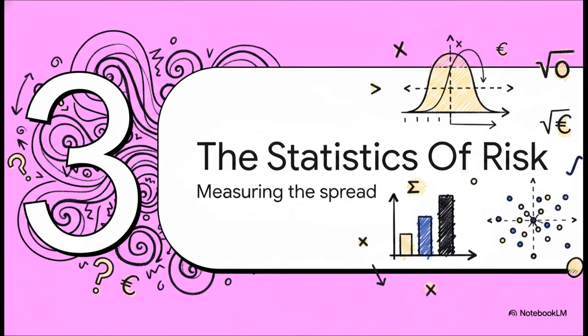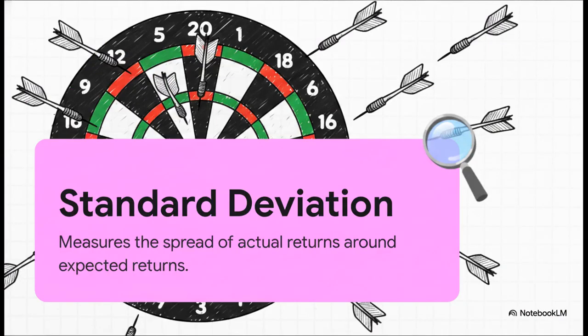All right, Section 3, the statistics of risk: measuring the spread. So how on earth do we actually measure that uncertainty? Well, we have to pull this theoretical concept down into the rigorous world of mathematics. Let's translate these statistical terms into plain English. Variance and standard deviation are just mathematical tools that measure how widely the potential outcomes fan out around your expected average.